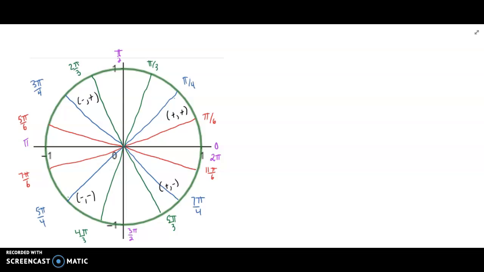In this video we're going to start solving our trig equations. Today we're solving the more basic type, where we're looking for solutions from 0 to 2 pi. For instance, we might solve an equation that looks like this: the sine of x equals negative root 2 over 2.